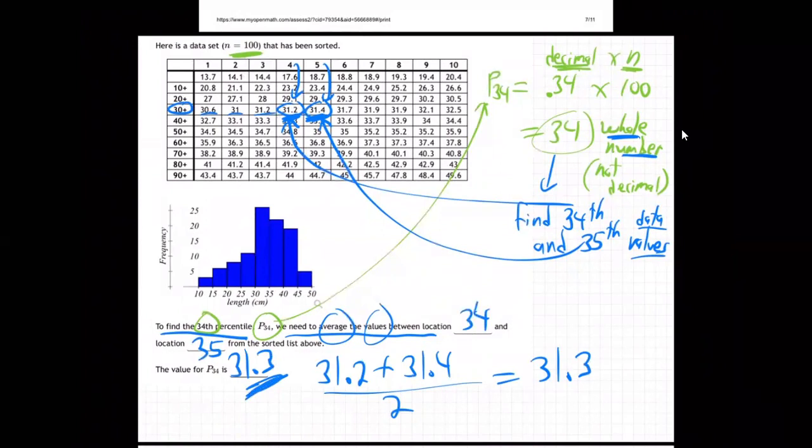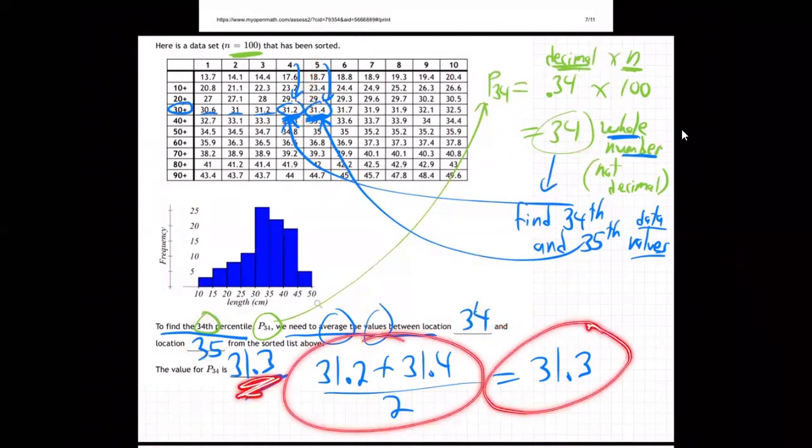So one more time, whenever you want to find a P, a percentile spot, you change to decimal, multiply by n, the total number of numbers. If it comes out a whole number, which ours did, then you've got to find the number in that spot and the next spot, 34th spot, 35th spot. Get those 2 values, 31.2, 31.4, add them and divide by 2, find the average of them. Meaning you want the middle. We're averaging because we want to find the middle of those 2 values. That's what an average is, the middle, right? So that's going to be the 34th percentile.